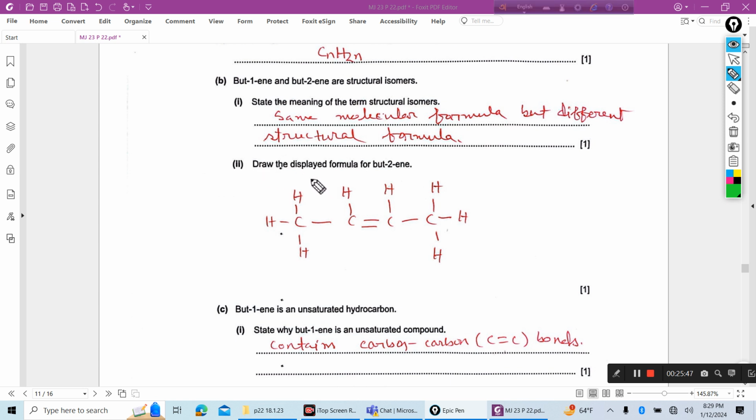Draw the displayed formula of but-2-ene. 4 carbon, 1, 2, 3, 4. As it is but-2-ene, that means double bond will be in second number carbon. Then every carbon you have to valency 4, you have to maintain 1, 2, 3, 4. Every carbon have 4 valency because carbon is a group 4.